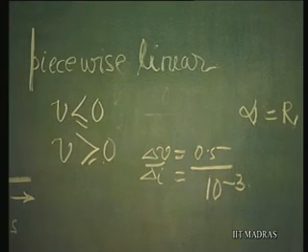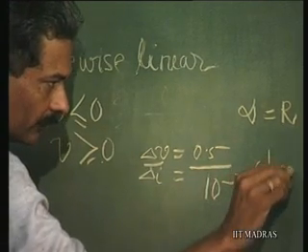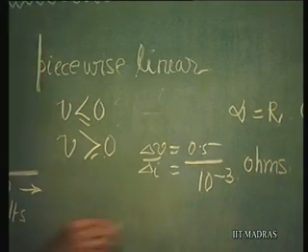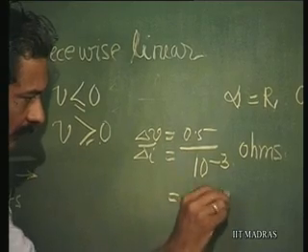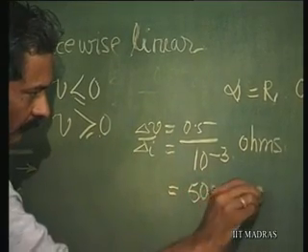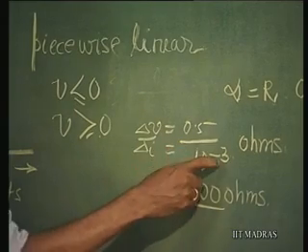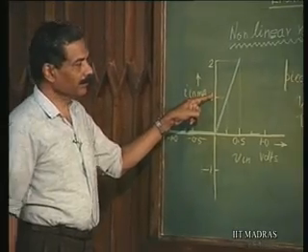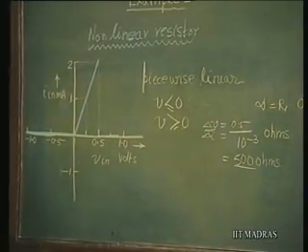So many volts per ampere, or so many ohms, right. This is nothing but 500 ohms: 0.5 divided by 10 to the power minus 3 amperes, or 1 milliampere, is nothing but 500 ohms. That is the resistance of this region.